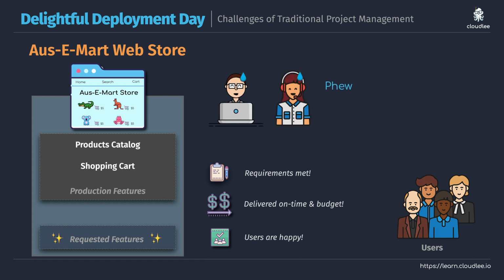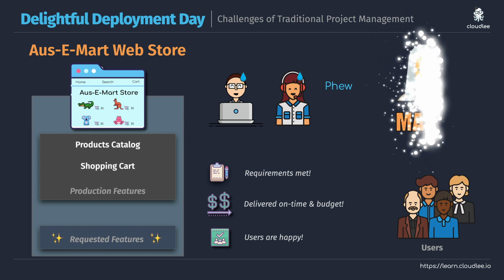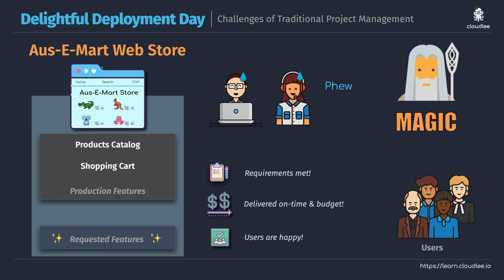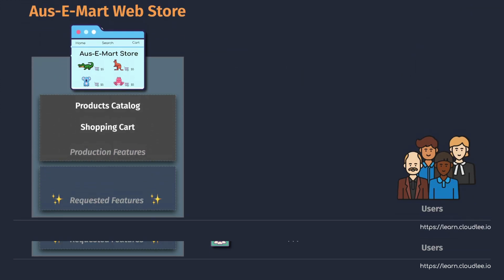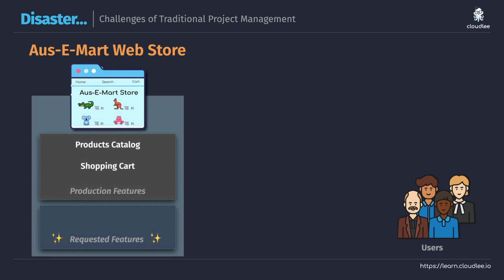Everyone takes a sigh of relief. Now, what do we say if this is exactly what happens? We say that's magic. We say it's magic because, sadly, that isn't often the case when you are following the waterfall model. Many times you actually had project time, budget blowouts, users that were unhappy, and arguments around the requirements. So what it could, in fact, look like is something like this.